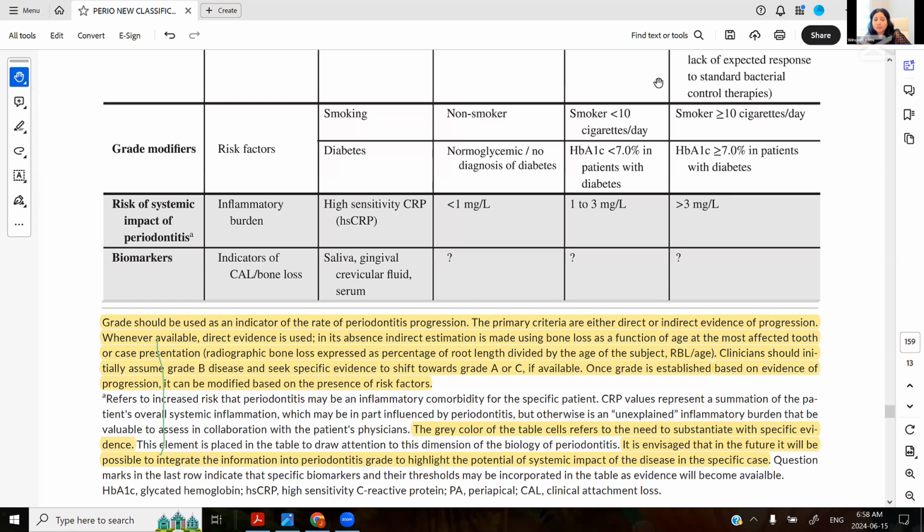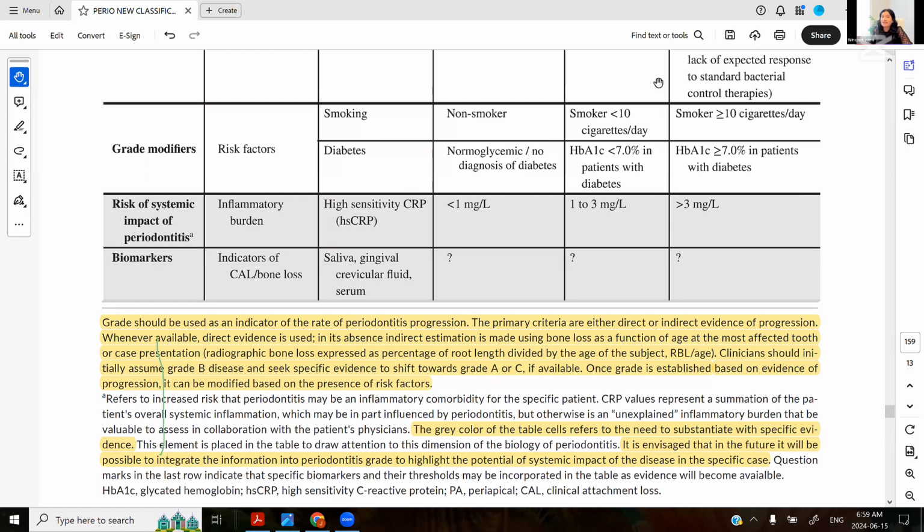So clinicians should initially assume grade B disease. If you're not provided direct evidence, you should assume grade B first and then seek the evidence, whether it's grade A or C. So if you have no criteria to define, then for the benefit of doubt, keep them in grade B, sorry, not stage, grade B.